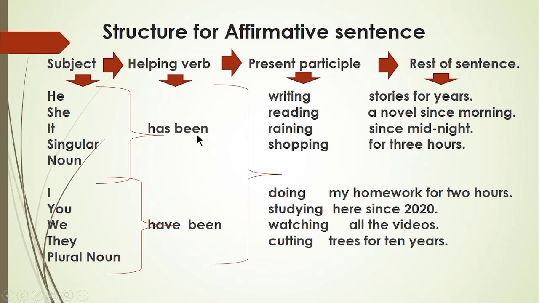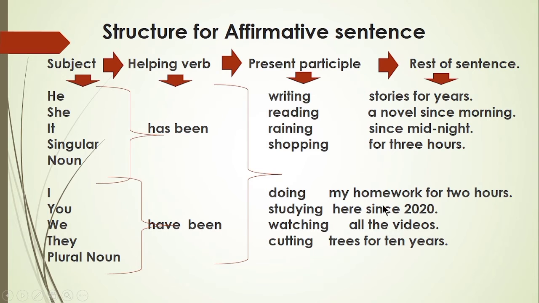For example, he has been writing stories for years. She has been reading a novel since morning. Now morning is unchangeable. It does not change with the passage of time. So therefore we use since. It has been raining since midnight. Again, midnight is unchangeable. So we use since.